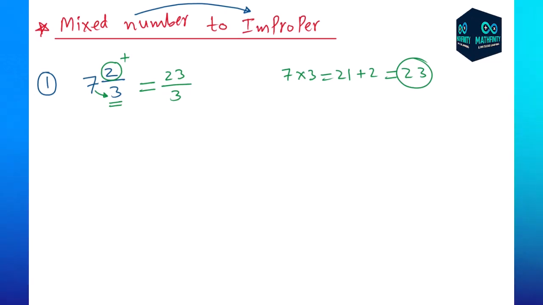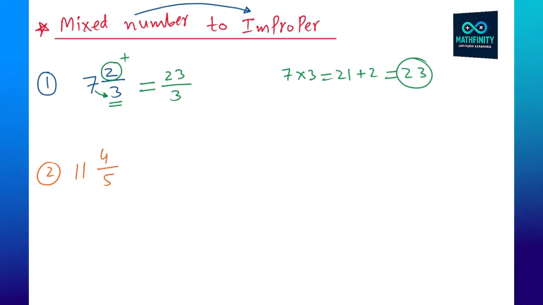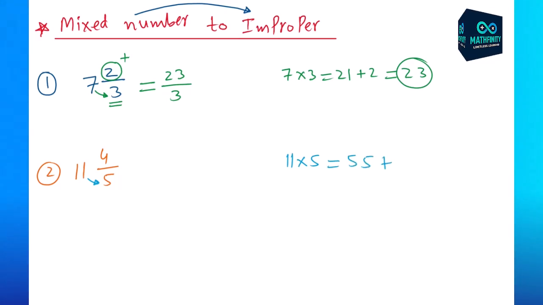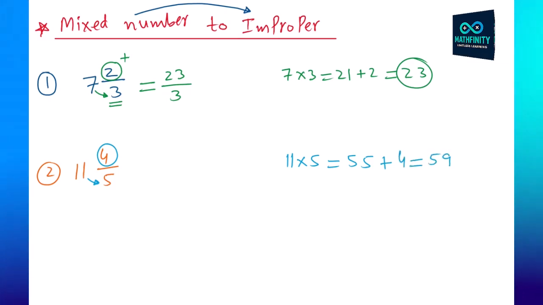Another example like 11 whole 4 over 5. So what is the process? As I told you, you have to multiply these two numbers. 11 times 5, 55, plus the top one, the numerator value you have to add. So what will be the answer? 59. So we converted mixed number into improper 59 over 5.